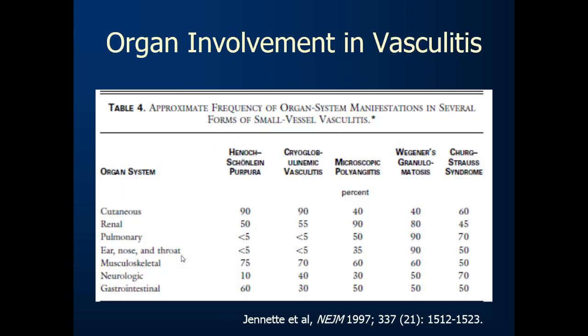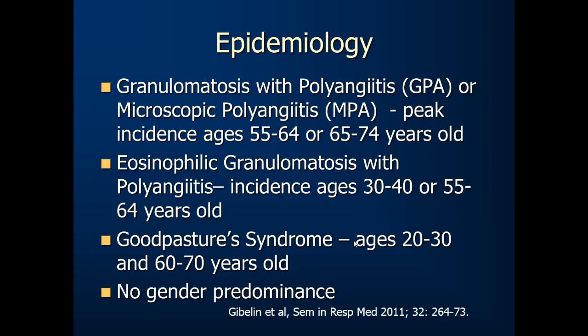Organ involvement in vasculitis. This is, of course, an older slide. For MPA, GPA, and EGPA, pulmonary involvement is common. More than half of the patients typically have some form of pulmonary involvement.